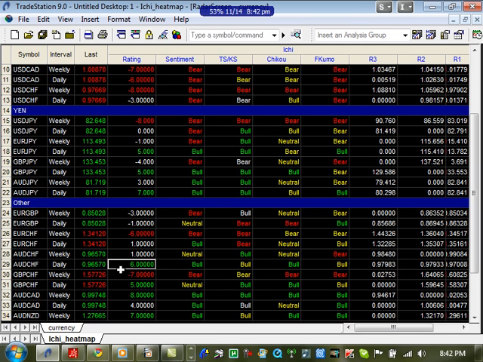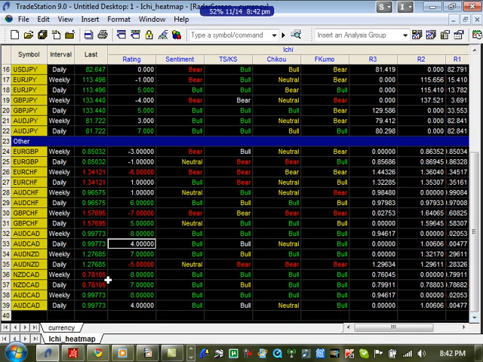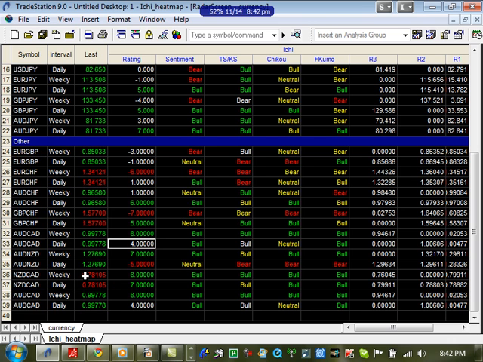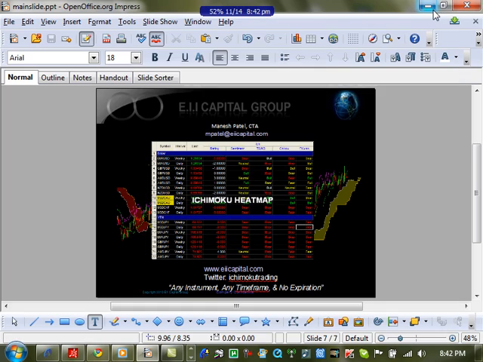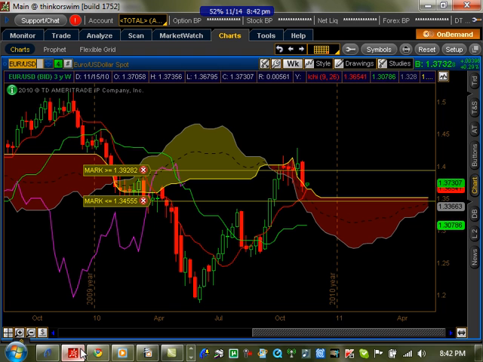No consistency there. So all the others are in conflict if you look at them. You do have New Zealand CAD, that's still very strong. Okay, so let's go look at the charts. One thing for sure, New Zealand did make a big move last week compared to all the currencies, so we'll definitely go look at that.